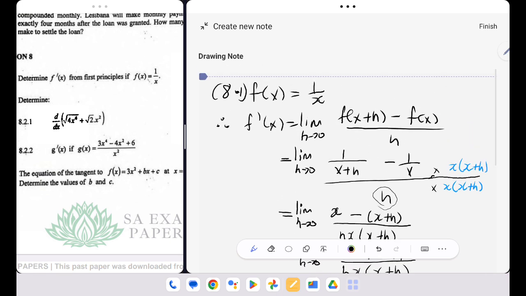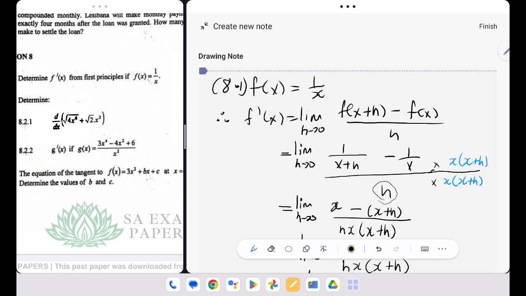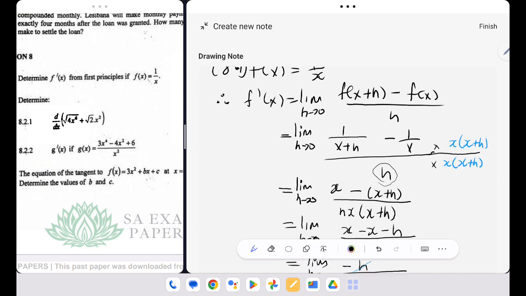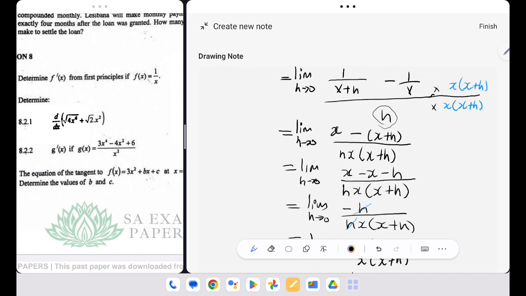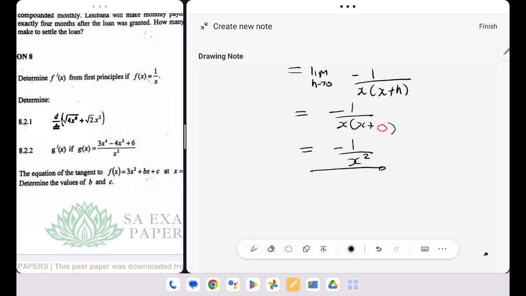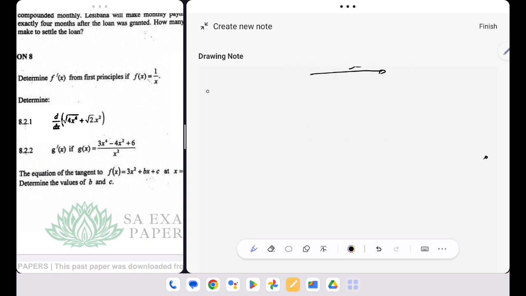The equation was f of x is equal to 1 over x. Whenever I saw x, I put x plus h, and then I substituted and did my mathematical gymnastics until I got there at the bottom. Okay, for the second part, 8.2.1, I'm told to determine this here.